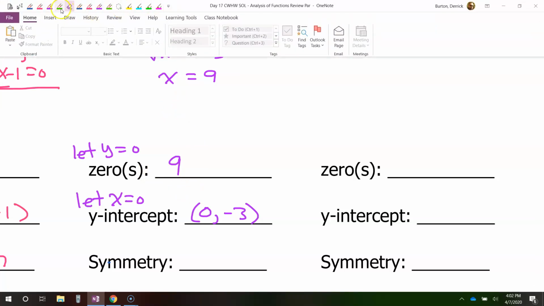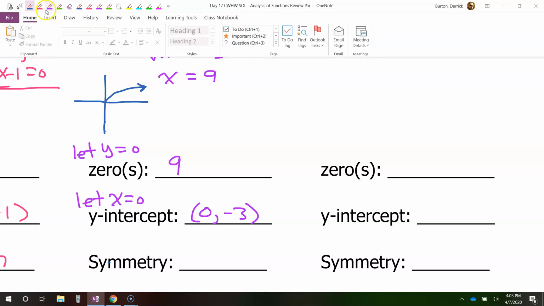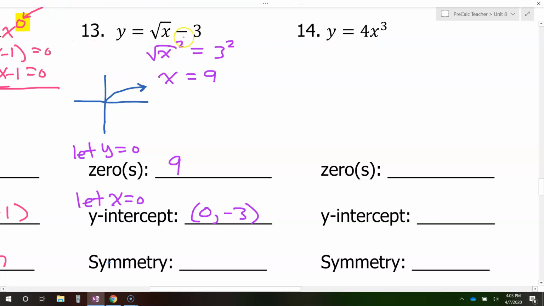And I see the parent function is the square root of x. And we know that the square root of x, the parent function, looks like this. It's half of a sideways parabola. So all that has happened, the only transformation is this -3. That just takes the entire graph and it moves it down 3. Okay, so it's going to be down like this instead. All right, so here we are at -3.